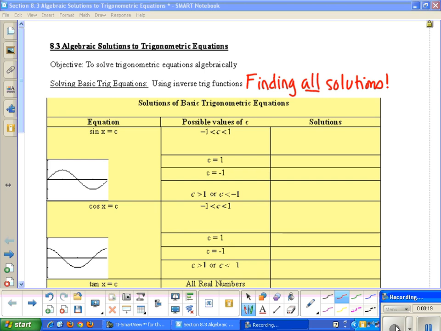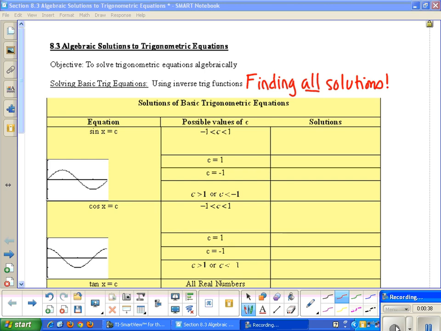So when we're solving these trig equations, notice that the original equation does not have an inverse in it. So that means that there are many possibilities that we can have when solving these equations. This table just gives us a little helping hand when we're solving the equations and what we should do to find the solutions.